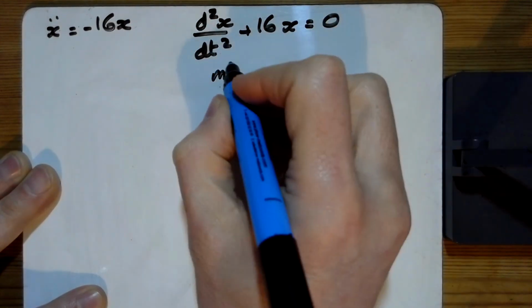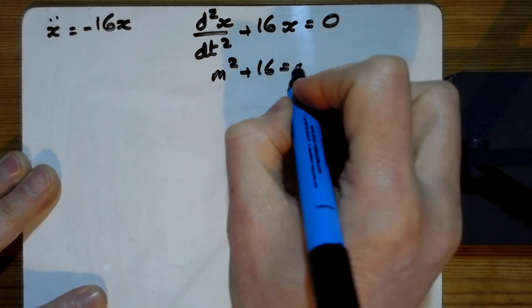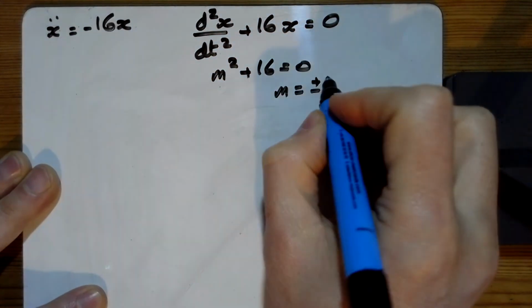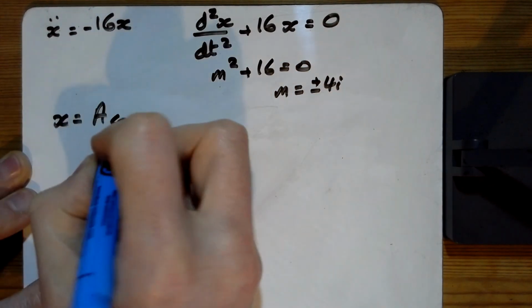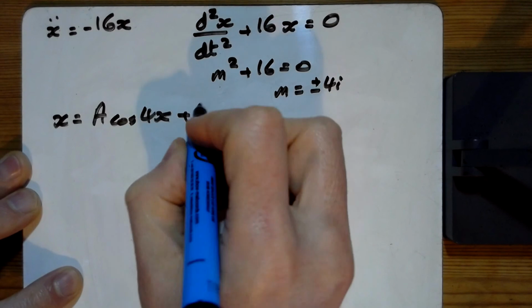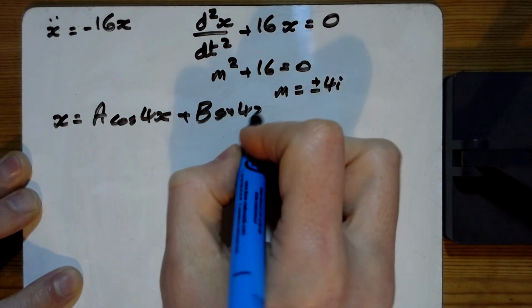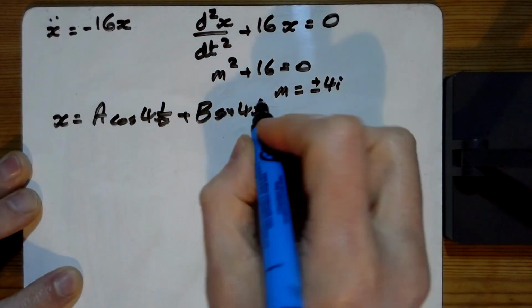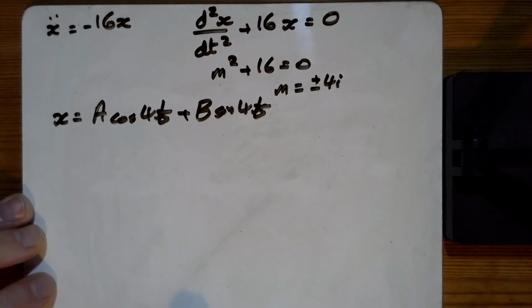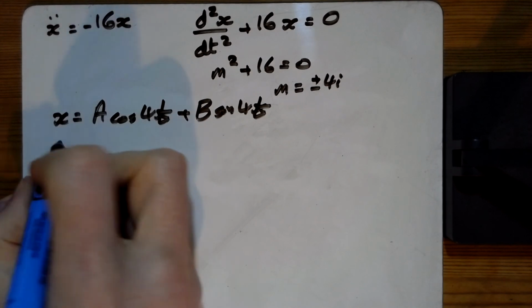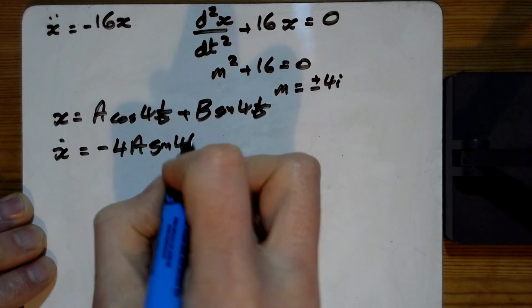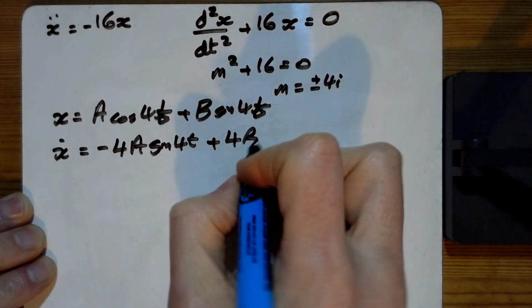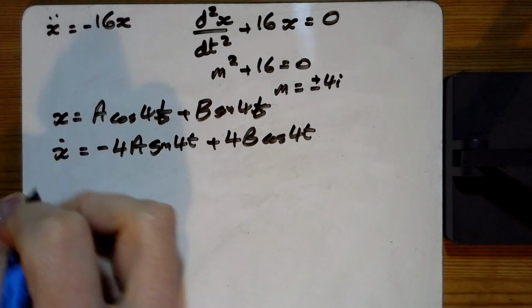And the auxiliary equation of this will be m squared plus 16 equals 0, which gives you m is plus or minus 4i. So the general solution is a cos 4t plus b sin 4t. Not x, t there, because we're in terms of t now. If we differentiate that, we're going to get minus 4a sin 4t plus 4b cos 4t.